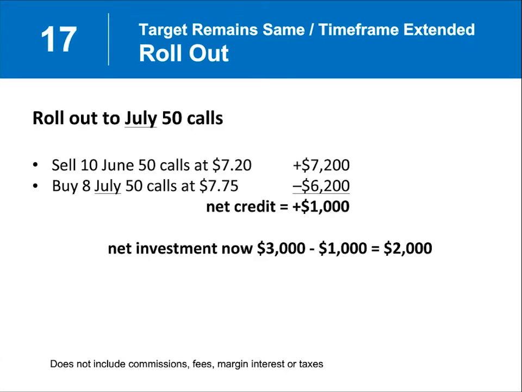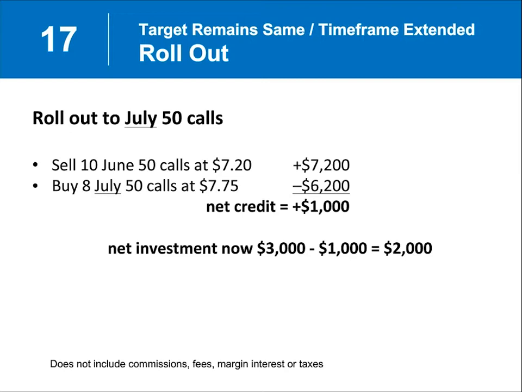Well, here's numbers. We're going to use a lot of premium amounts in our examples today, and I will point out that we're not conveniently choosing our premium amounts. They're realistic numbers, but hypothetical for sure. We sell our June 50 calls for $720 each. That brings in $7,200, and we look and see that the July 50 calls are trading for $775 each.